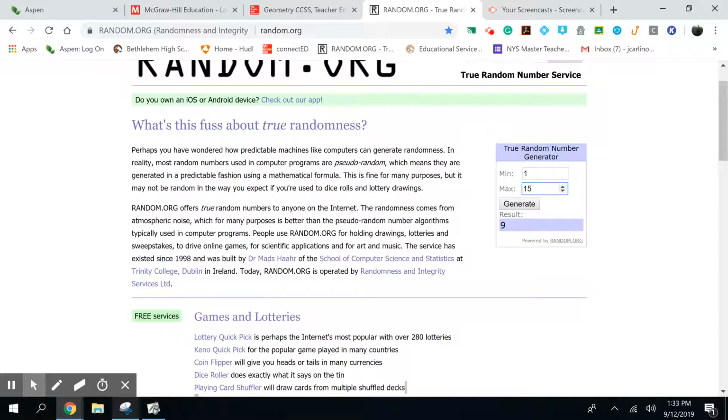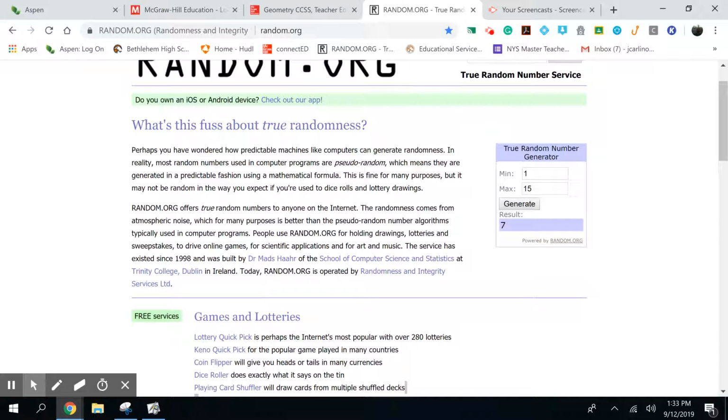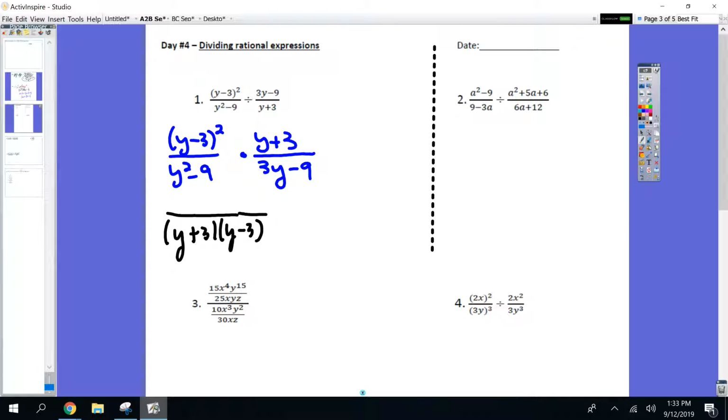Let's roll. What can I factor up here? You can do a perfect square on the bottom. Okay, go ahead. 1 plus 3, 1 minus 3. One more you can factor up here. There's one more out of the 3 you can factor. What are you left with? There you go. Cannot factor y plus 3.